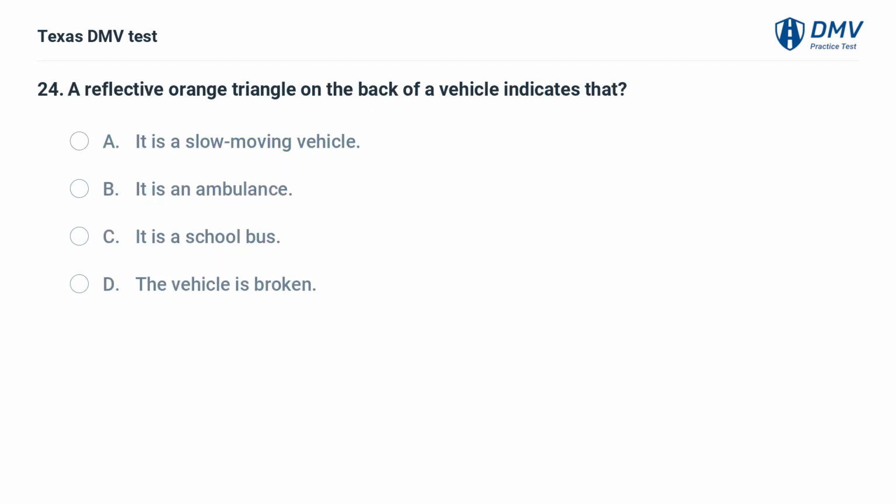A reflective orange triangle on the back of a vehicle indicates that: A. It is a slow-moving vehicle. B. It is an ambulance. C. It is a school bus. D. The vehicle is broken.